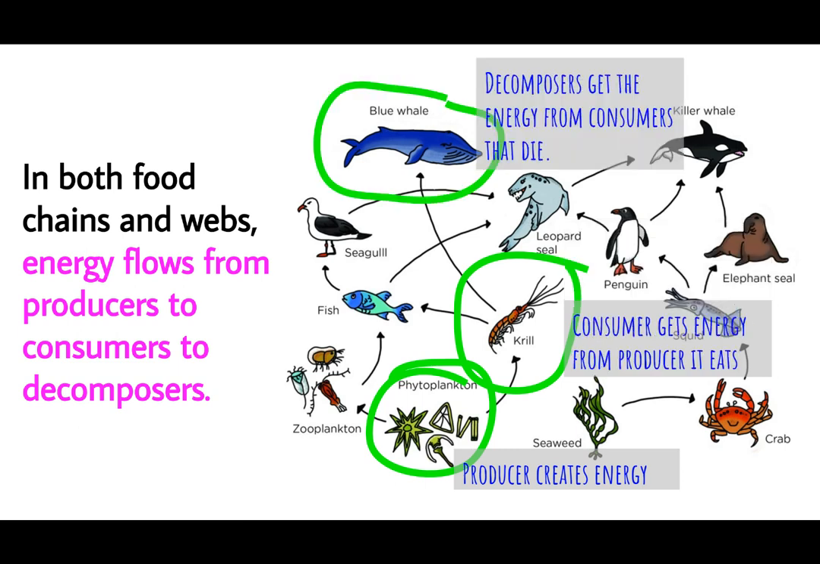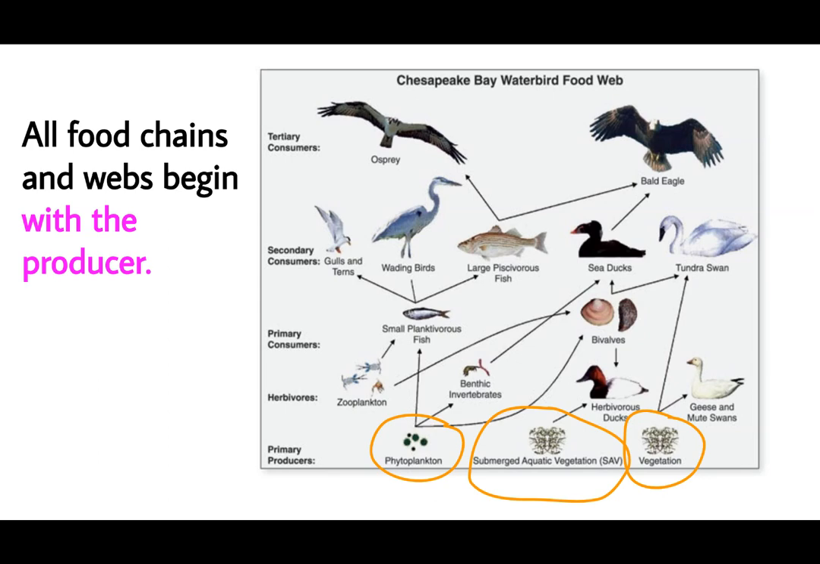And then decomposers get the energy from consumers that die, and not from energies that are wholly consumed, but consumers that die of natural causes or they're killed and their remains are left over. All food chains and webs begin with the producer if you haven't already noticed that.